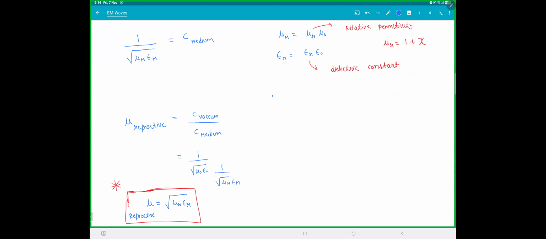Let me show you how they'll ask a question. Let's say we got a slab whose epsilon r is 5, the dielectric constant.